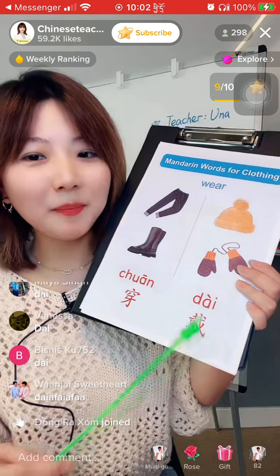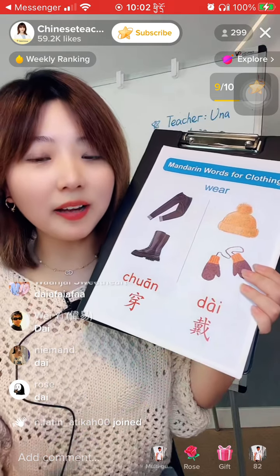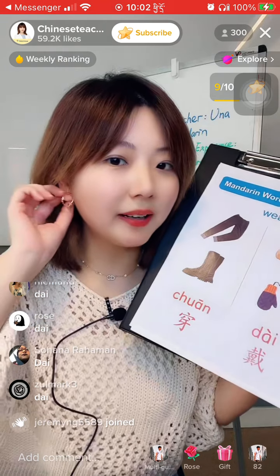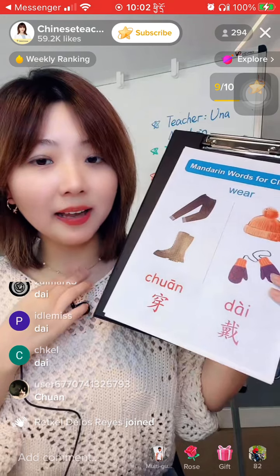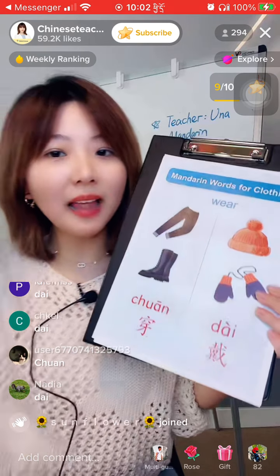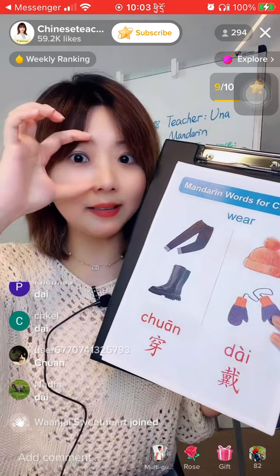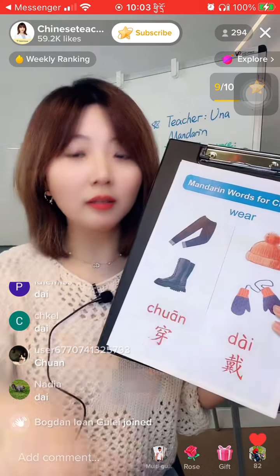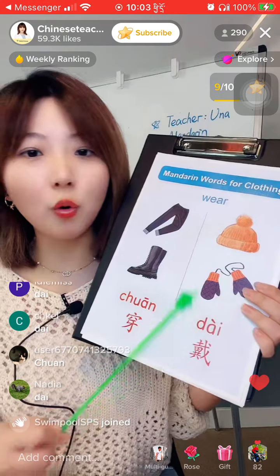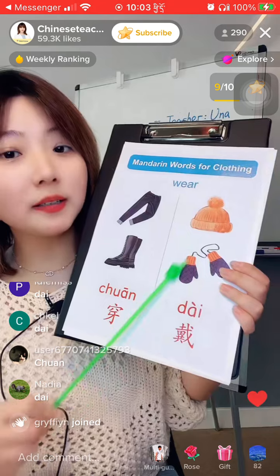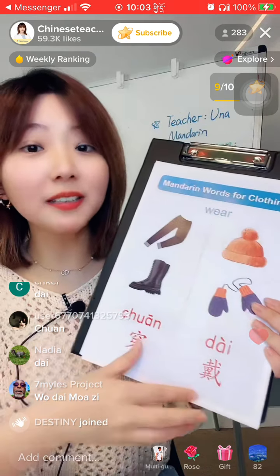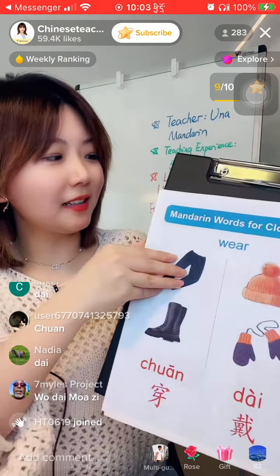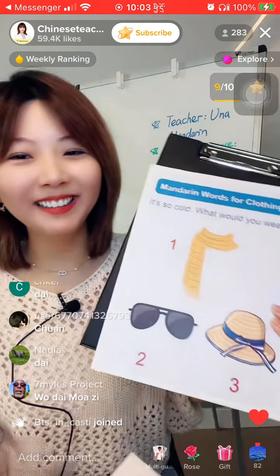Good, 戴, because accessory. Earring is also accessory. So accessory, 戴, 戴耳环, 戴耳钉, 戴项链, okay. 戴帽子, 戴眼镜, 戴手套, okay. These are all 戴. So accessory, 戴, clothes, 穿. Very good. Linda, that's a good question. Linda, are you new here?